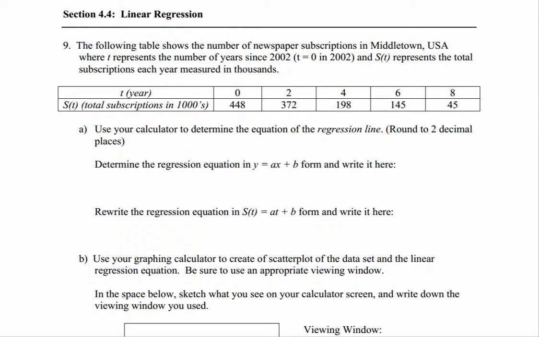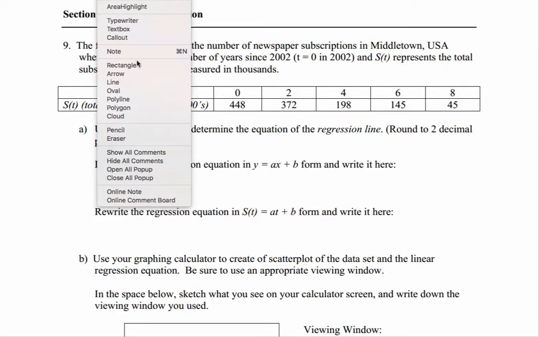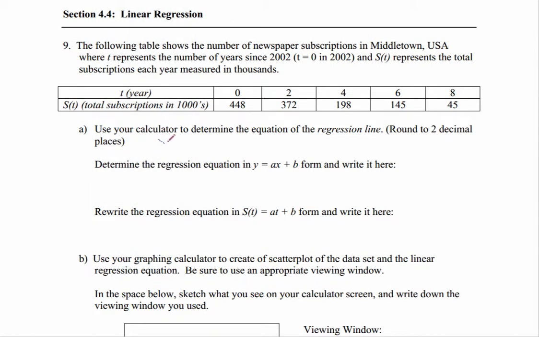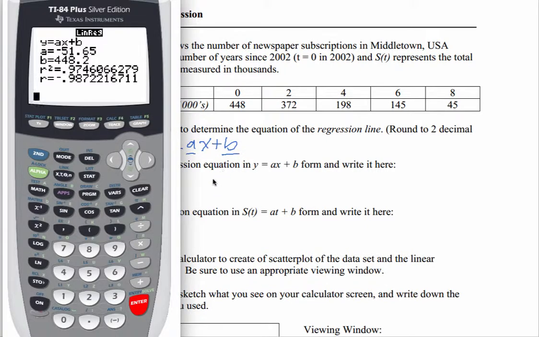Okay, so let's go ahead and get our pencil out here so we can do some drawing. And we get Y, come on pencil, you can work, there we go. Y equals AX plus B is what we want, so we need to know what A is and we need to know what B is. So A is negative 51.65.